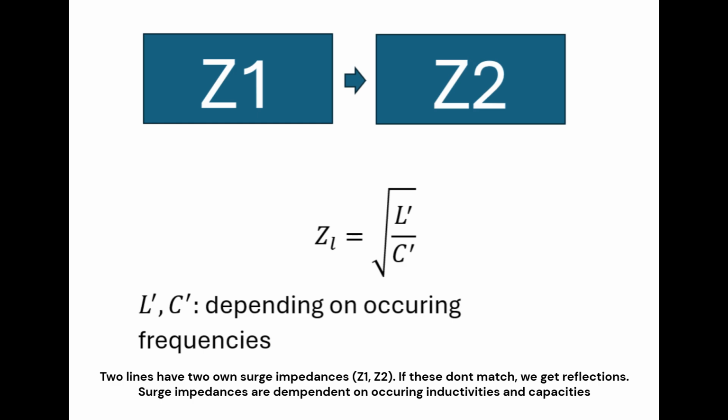Surge impedances are dependent on occurring inductances and capacitances. We get some uncomfortable side effects with high frequencies. For example, straight lines develop parasitic inductances. Parallel objects develop capacitance. Open endings develop effects. Groundings develop effects. Edges develop effects. Literally everything develops effects. And these effects, like parasitic capacitances or inductances, all sum up and influence your surge impedance. But this is the topic for a whole new video.